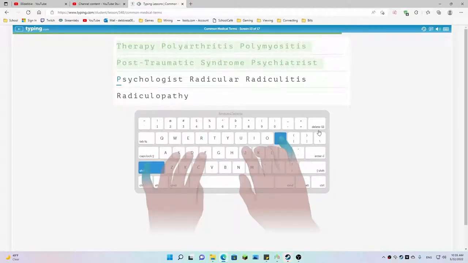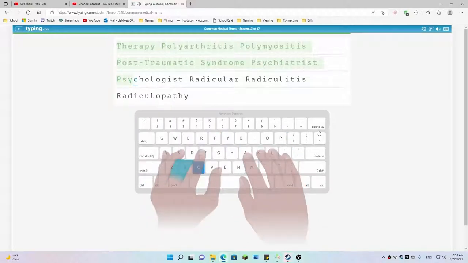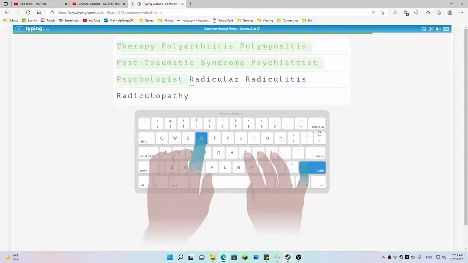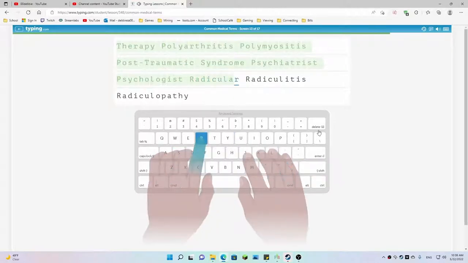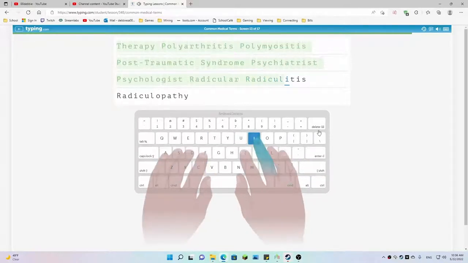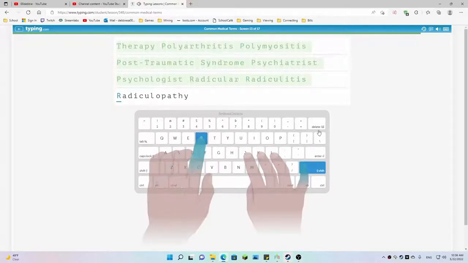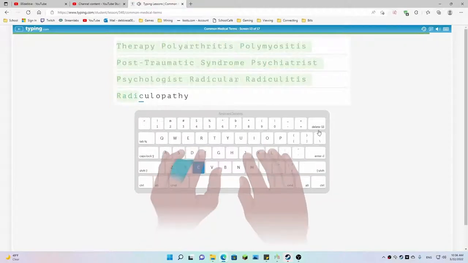I know it's psychology. I wonder why they always put the P in there when it's silent. Just leave it out. It doesn't make sense to me. I don't know.